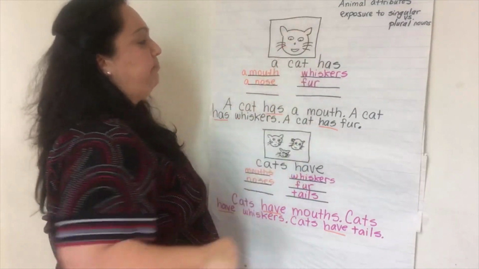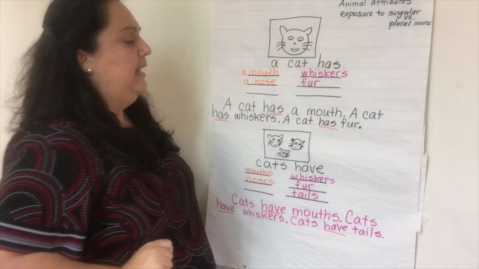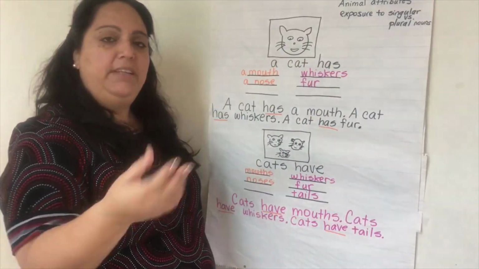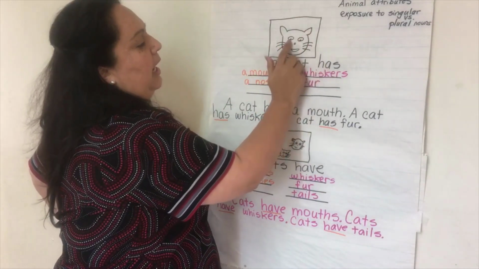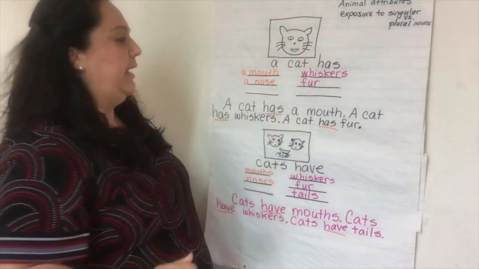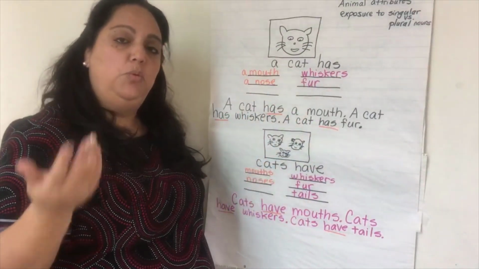So I drew a cat, and then I wrote, a cat has. And as you're doing this with the kids, you're having them repeat. And as you draw, I'm drawing some ears, I'm drawing some whiskers, right? And then here I put a few lines. It depends on how many you want the kids to do.